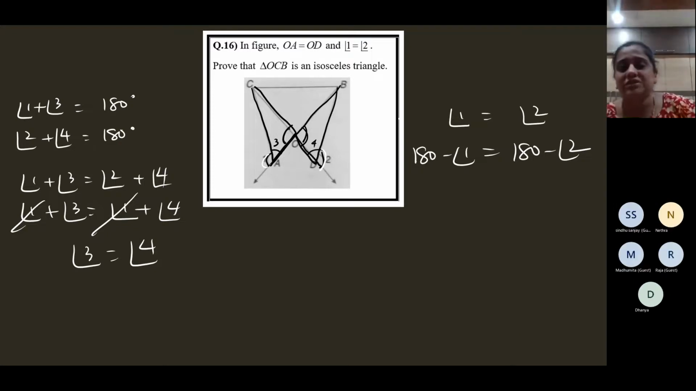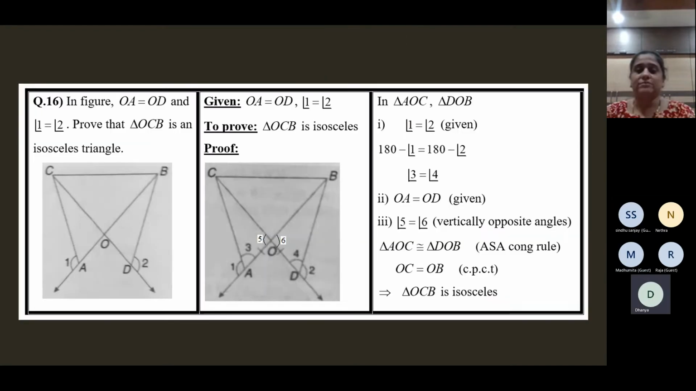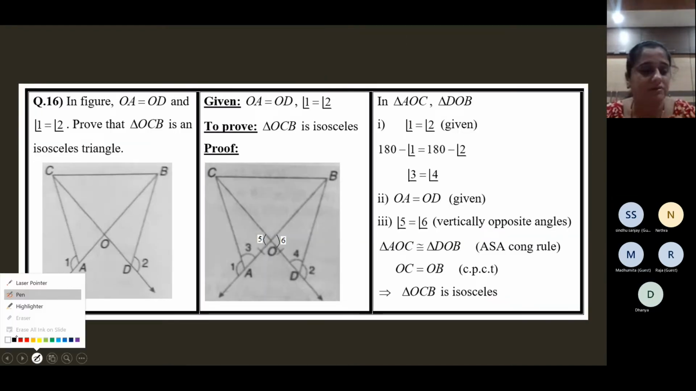If angle 1 is equal to angle 2, you can subtract both the angles. That is subtracting both the sides from 180. So 180 minus angle 1 is equal to 180 minus angle 2. So what is 180 minus angle 1? Angle 3. What is 180 minus angle 2? Angle 4. You can also do this. All right, children? Let me write this here.